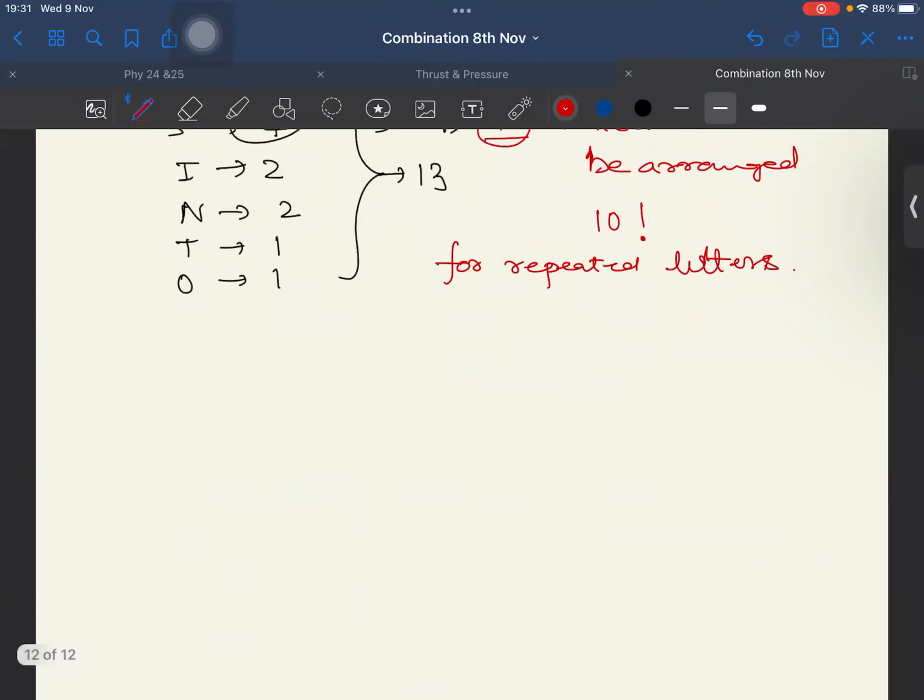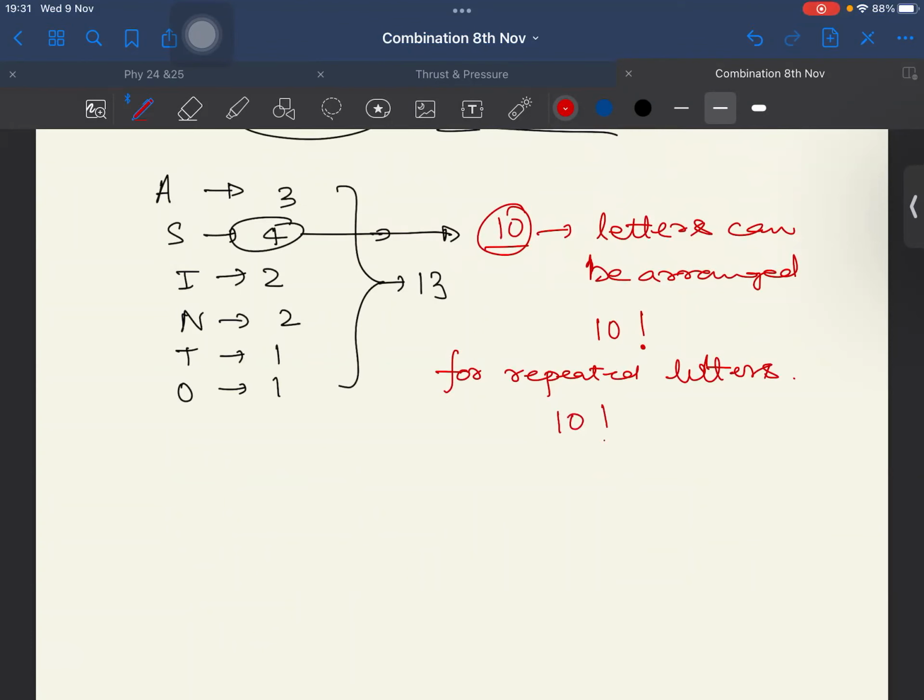So because the letters are repeated, we'll divide. A appears 3 times, so divide by 3 factorial. S we have already combined, so no need to divide by S. I appears 2 times, and N appears 2 times, so divide by 2 factorial each. This is the required number of ways. So do the calculation: 10 factorial upon 2 factorial, 2 factorial, 3 factorial.